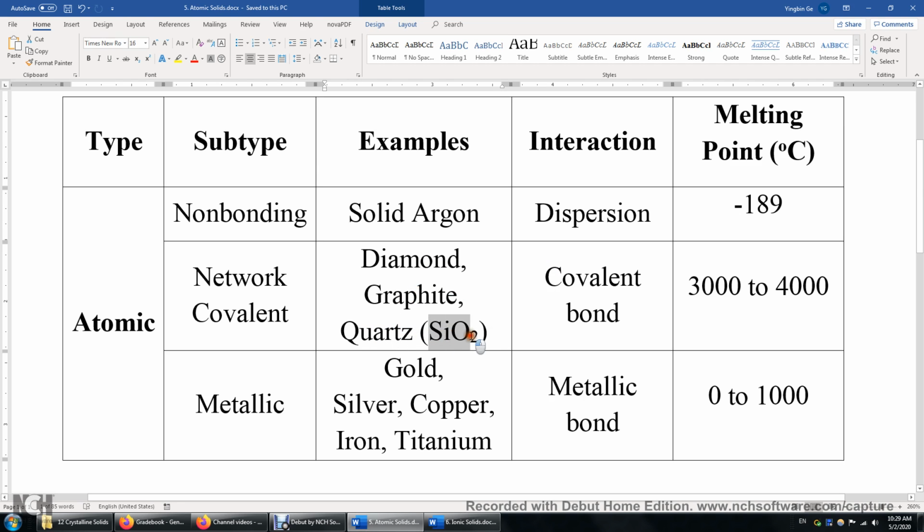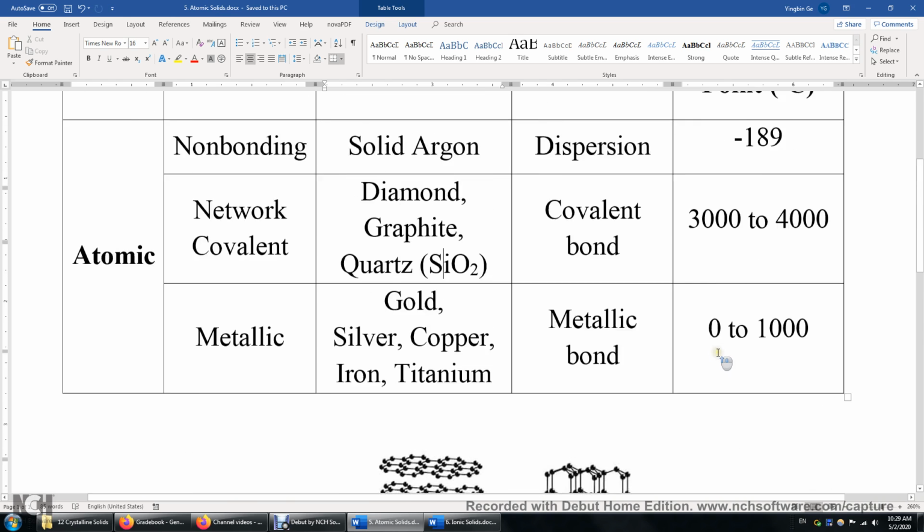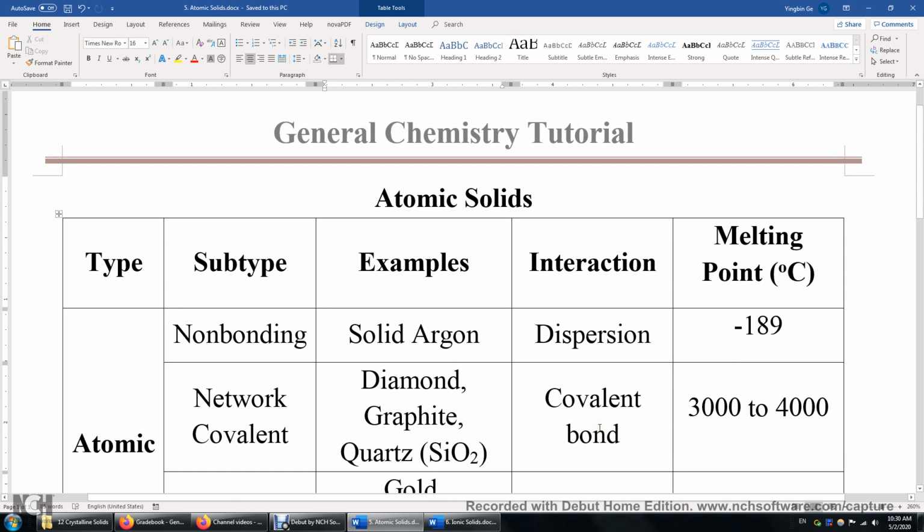Quartz. The formula is silicon dioxide, but really each silicon is bonded to 4 oxygen atoms in this structure. So I want to show you this here. Each silicon is bonded to 4 oxygen atoms. I'm showing you just a partial picture of this silicon dioxide. This one is bonded to 1, 2, 3, 4. Each silicon is bonded to 4 oxygen atoms, and each oxygen is bonded to only 2 silicon atoms. Again, those are covalent bonds.